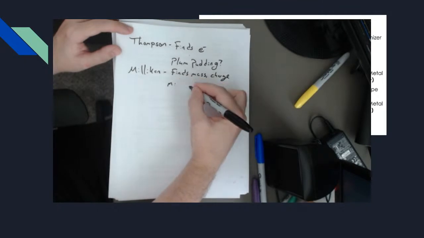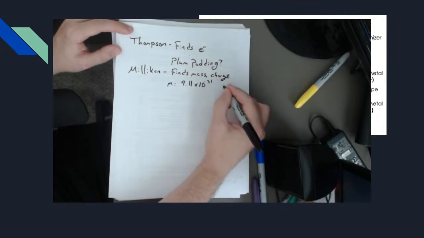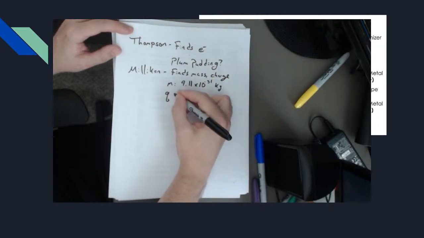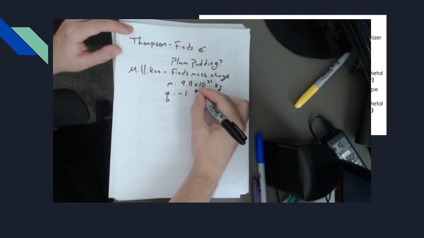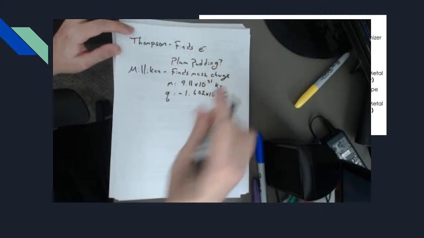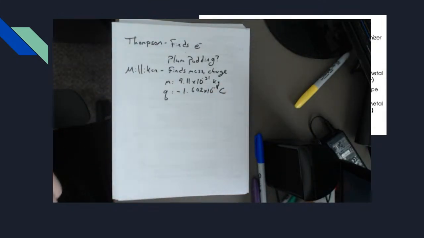Found that the mass was 9.11 times 10 to the negative, let's see, I believe it is 31 kilograms, and the charge, the symbol for charge is often Q, was negative 1.602 times 10 to the negative 19 coulombs. Capital C means coulomb, and that is the unit of charge. So both of those numbers, incredibly small, very, very small.